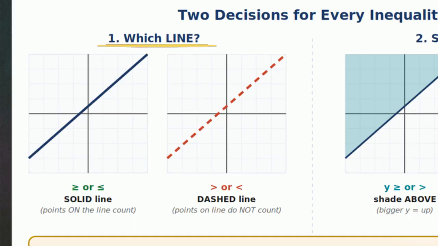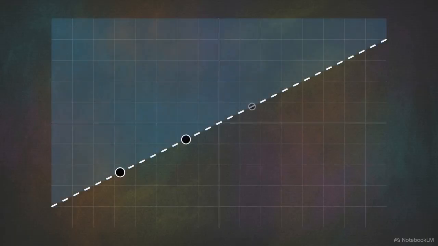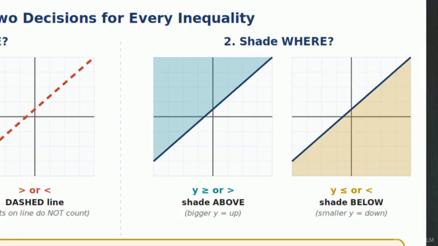Every inequality requires two decisions. First, you pick the line type. If the symbol includes an or equal to condition, like greater than or equal to, you draw a solid line to show the boundary is included in the solution. If the symbol is strictly greater than or less than, you use a dashed line to indicate the boundary is excluded.